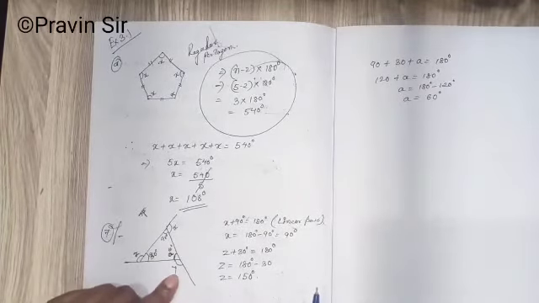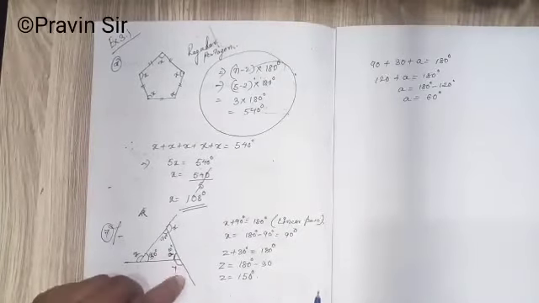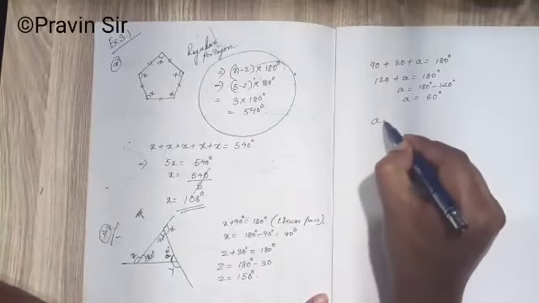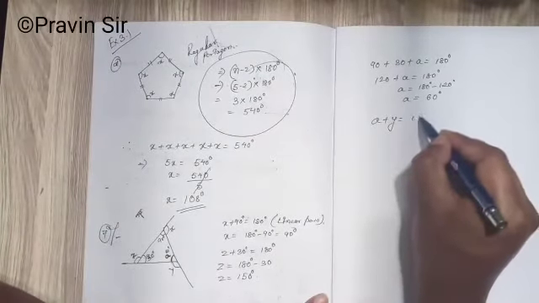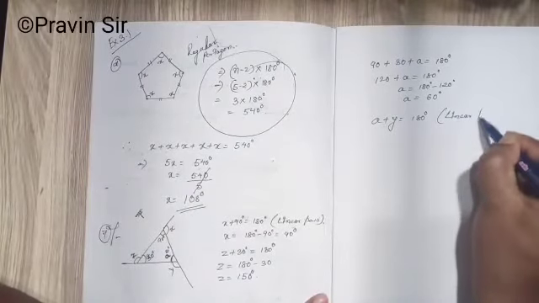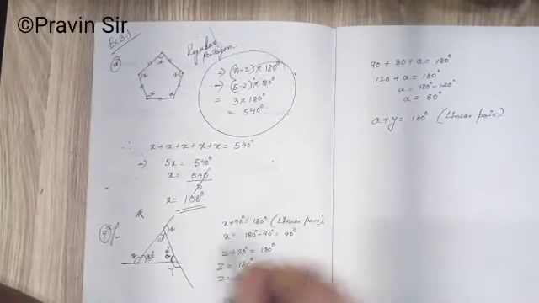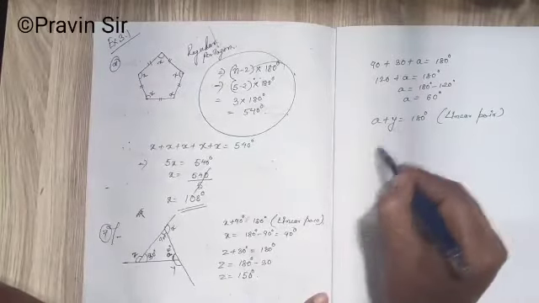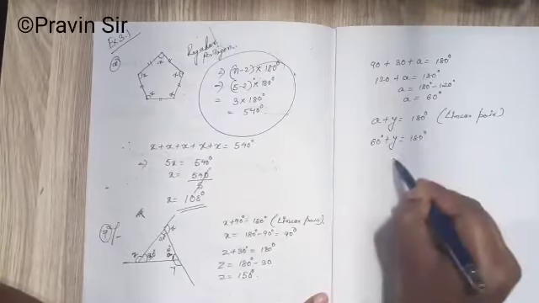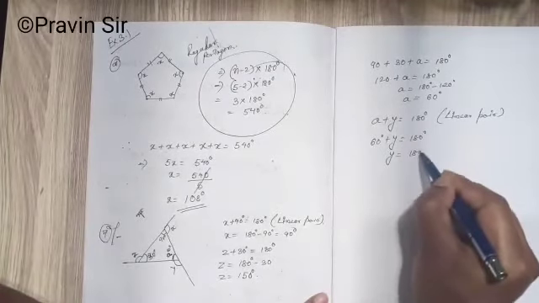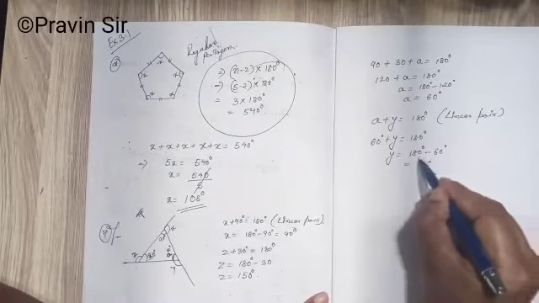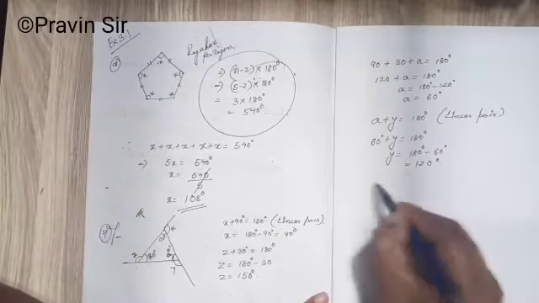To find the value of y, now you see these two angles. What type of angles? Linear pair angles. Means A plus y is equal to 180 degrees. Why? Linear pair. Correct? So what is A here? A is 60 degrees, plus y is equal to 180 degrees. Therefore, y is equal to 180 degrees minus 60 degrees, so we will get 120 degrees.